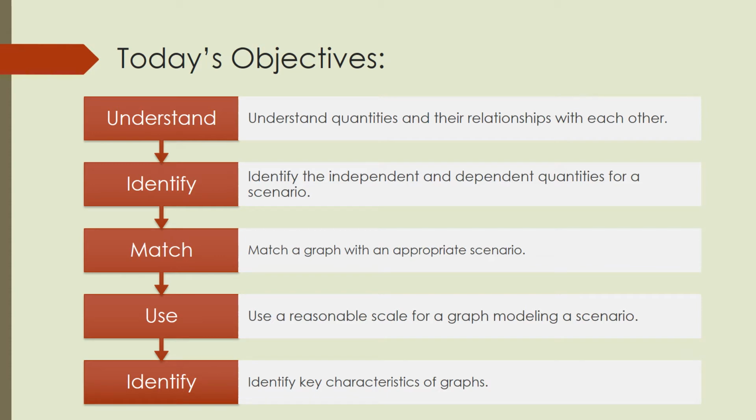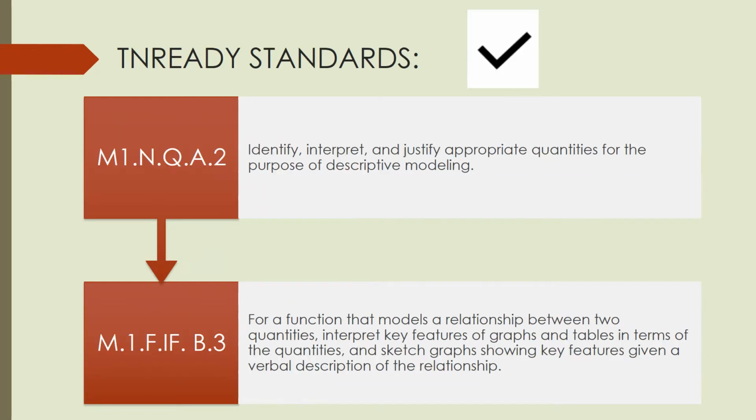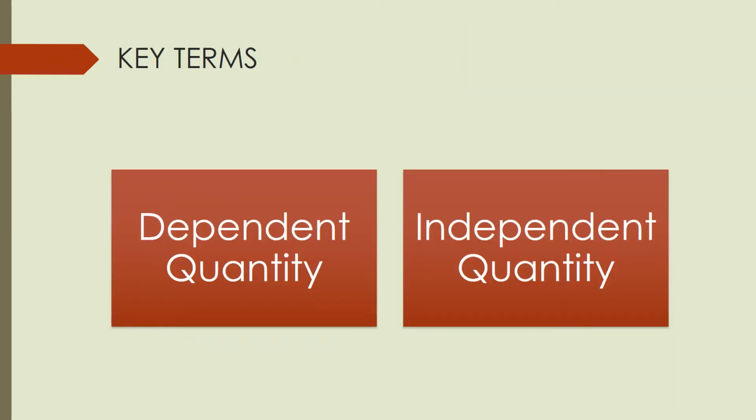So today we're going to be looking at understanding quantities and relationships, identifying the independent and dependent quantities for a given scenario. We're going to match a graph with the appropriate scenario. We're going to use appropriate scale for a graph modeling a scenario, and we're going to identify key characteristics of it. These are the Tennessee Ready State Standards, and if you want to read through them, you can. The key terms that we're going to be looking at are a dependent quantity and independent quantity.